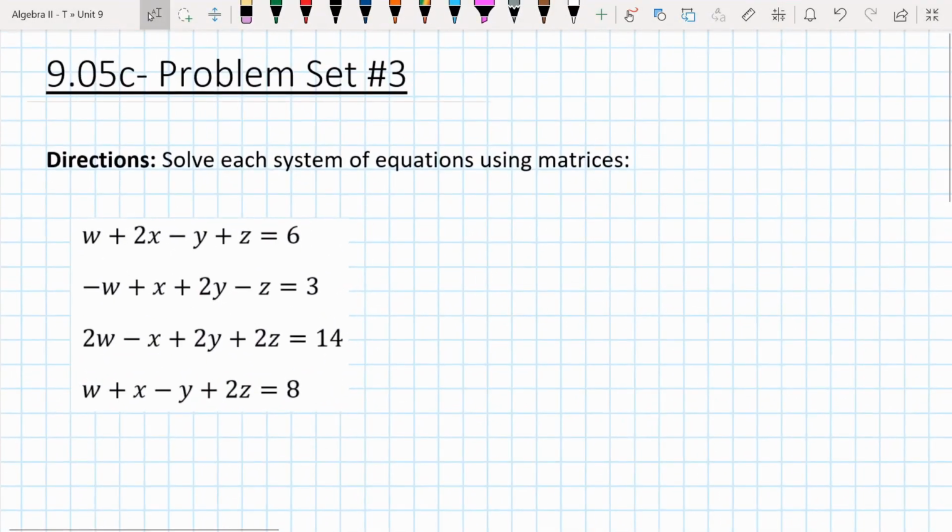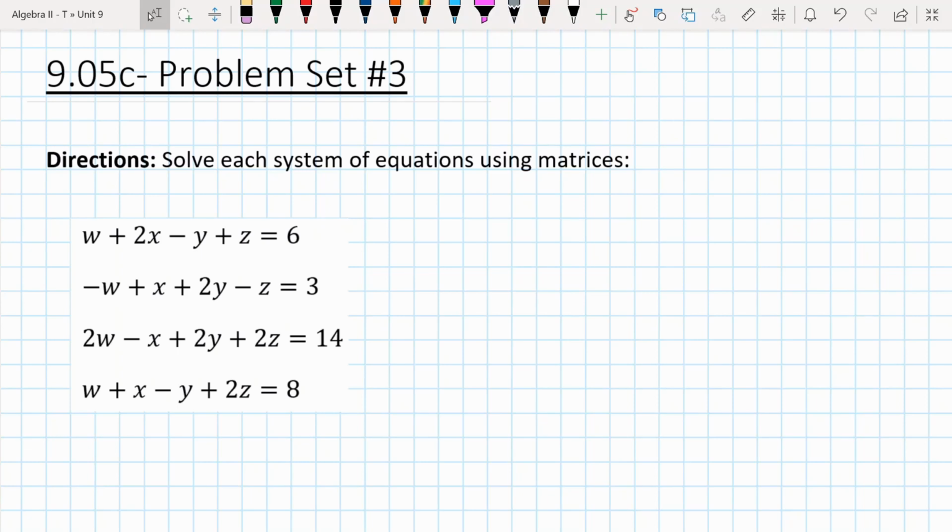Okay, problem set 3. Let's say we have a 4-variable system of equations. Imagine if we were to try to do this by hand using elimination or substitution. It would be kind of a mess. It would take a while.